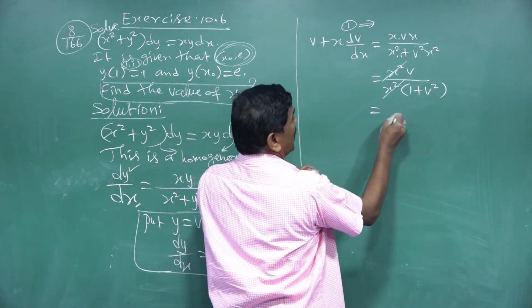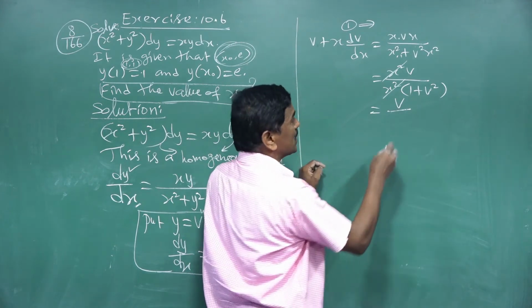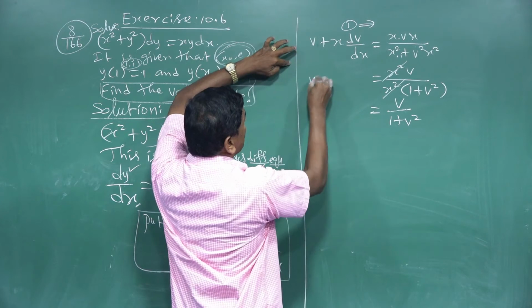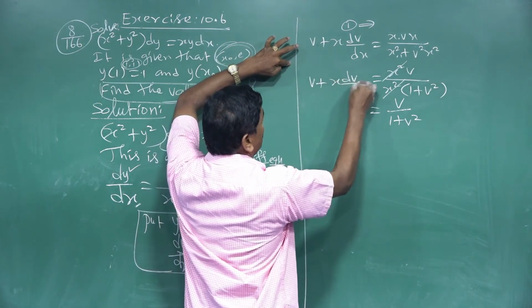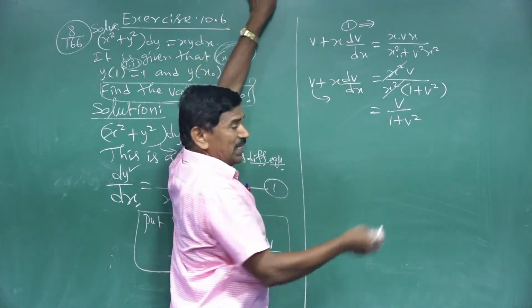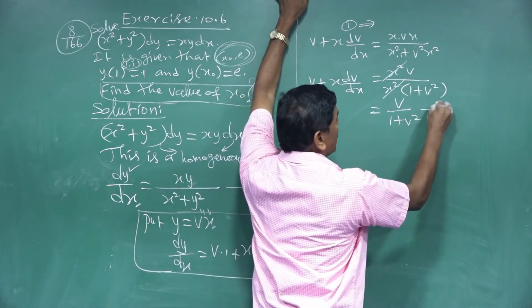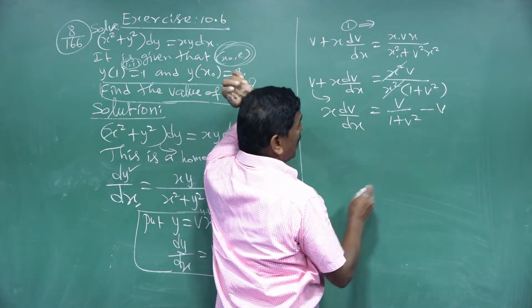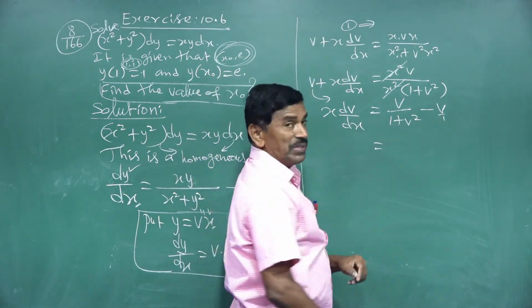Now write the remaining: equal to v by 1 plus v square. What is the left hand side? Yes, the left hand side is v plus x into dv by dx. Plus v goes to the right, becomes minus v. What is remaining? x into dv by dx. Okay. Now by 1.